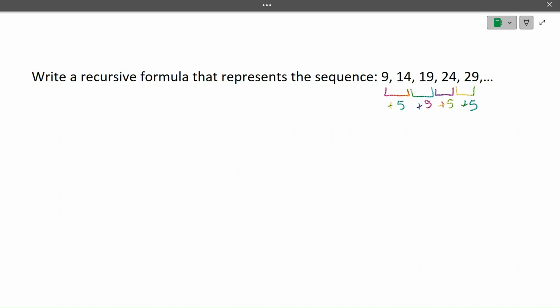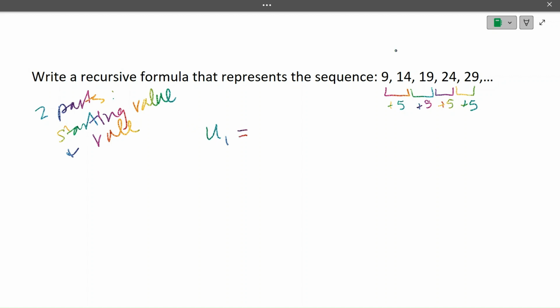So recursive formulas always have two parts, right? We have the starting value part of the recursive formula, and we have what I'm going to call the rule. Okay, so two separate parts. So we're going to start with the first one. In recursive formulas, we always start with u sub 1. That means the first term in our formula, and we set it equal to the first term of our sequence, which in this case is 9.